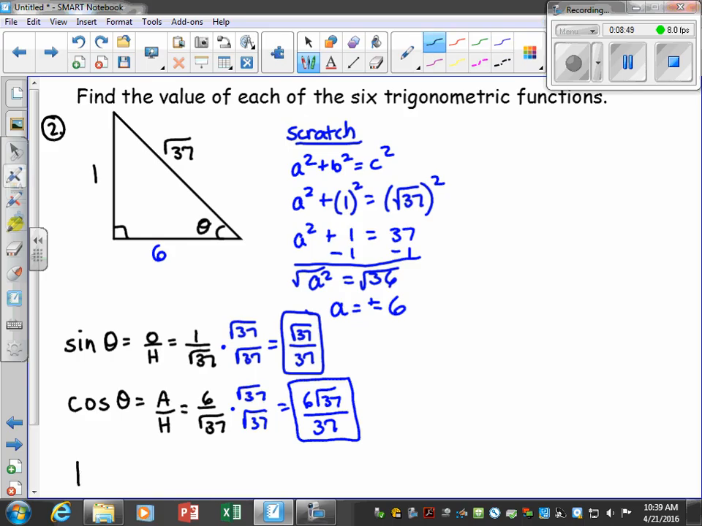And let's do our tangent theta. Opposite over adjacent. Okay. Come back up here. Opposite is 1, adjacent is 6, so that one's worked out nicely. Put that back in blue.